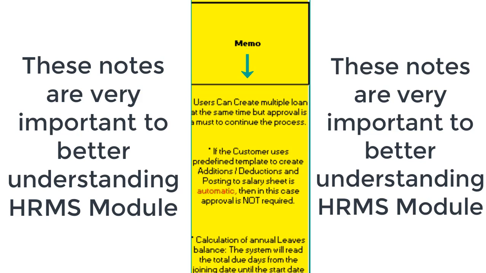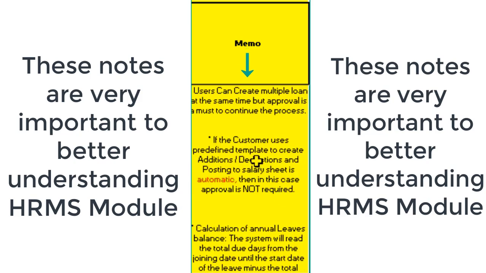And as you can see here, it's possible to create multiple loans. This workflow and this process is possible and simple. However, you have to make sure that you proceed with the entire process for the loans. And in addition to that, notice here that if the customer uses a predefined template to create additions and deductions, and posting to the salary sheet is automatic, then in this case approval is not required. Of course, this is logical, because if you choose anything to be automatic, then there will be no need to approve that. It will instantly be posted to the salary sheet.